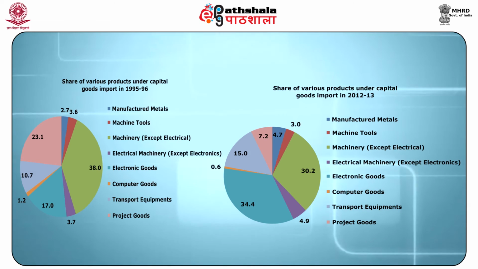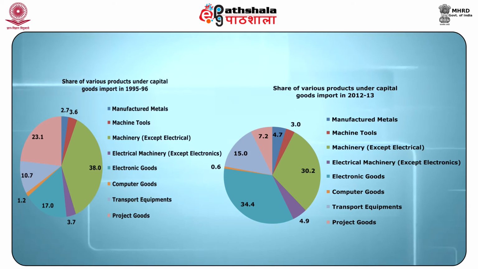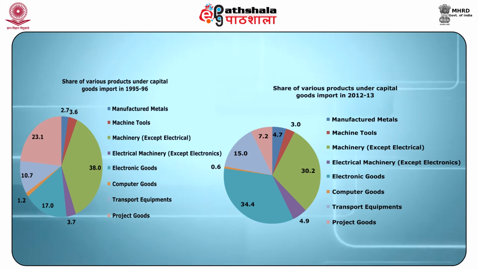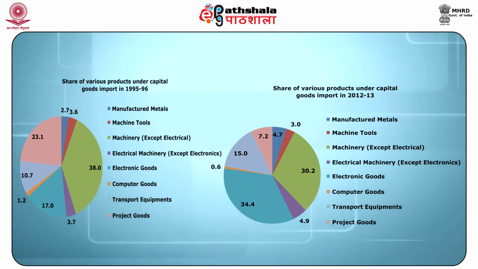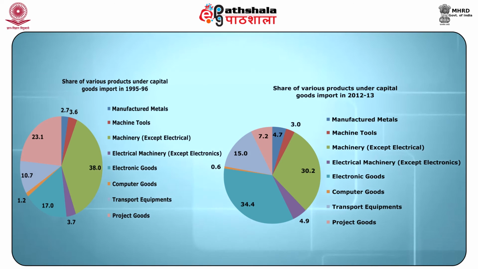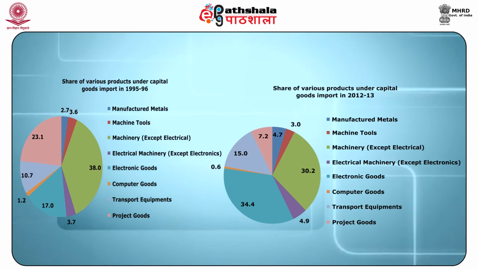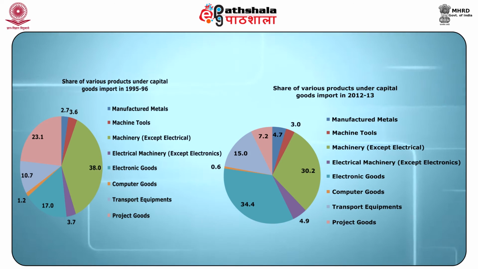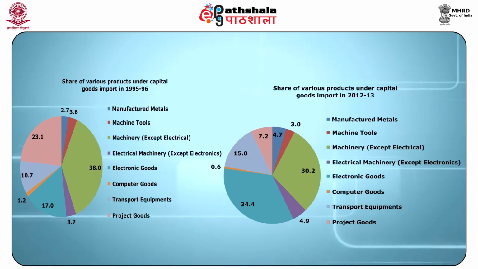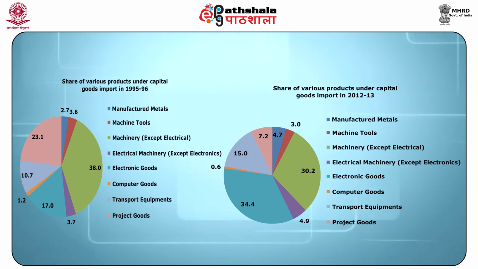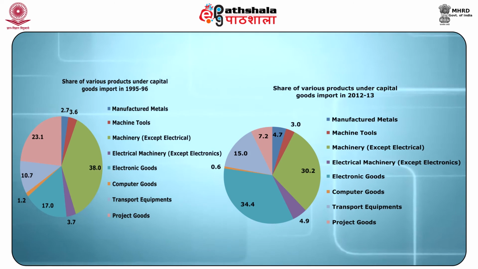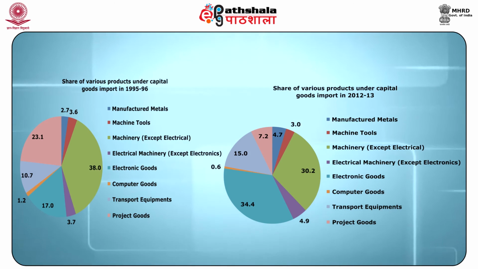The share of manufactured metals, electrical machinery, electrical goods, and transport equipment has increased in the import of capital goods while comparing the two years 1991 and 2012-13, whereas the share of machine tools, machinery except electrical, computer goods, and project goods has declined. This shows how the pattern of import within the capital goods has changed.